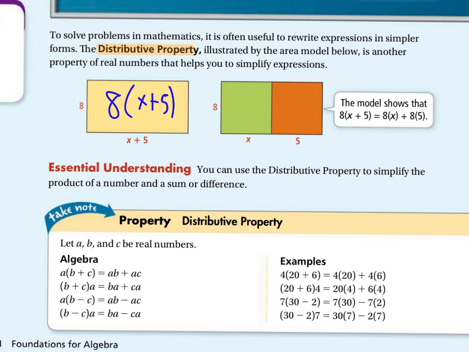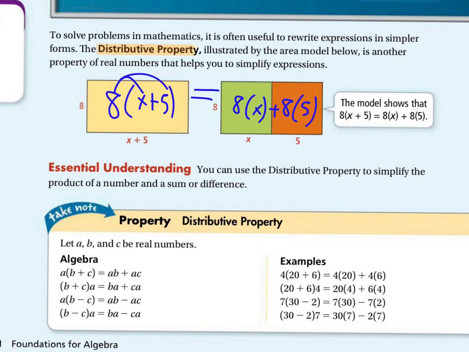And then they're saying, well, what if we would split it up? If you split it up into, it looks like 2 squares, but if you split it into 2 rectangles, the green rectangle would be 8 times x, and the other one would be 8 times 5. And then if we add those together, that would have the same area. So that's kind of just proving, by cutting this into 2 parts, we didn't change the area. And so it must be that 8 times the quantity x plus 5 is equal to 8 times x plus 8 times 5, which shows our distributive property works.